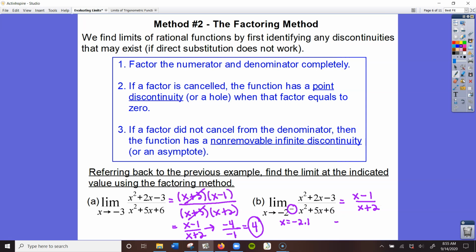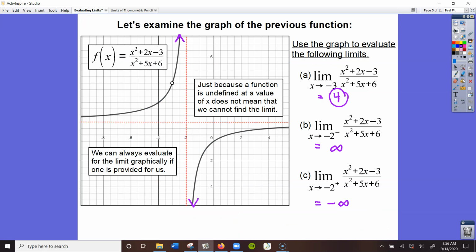If I plug in negative 2.1 into the numerator, I get negative 2.1 minus 1, which is a negative number. And if I plug it into the denominator, I get negative 2.1 plus 2, which is still a negative number. A negative divided by a negative is a positive, and because this is an asymptote, I know that my limit would be infinity. And again, we can verify this by finding the limits using the graph. Here we have the limit as x is approaching negative 3, which was 4, and here we have the limit as x is approaching negative 2 from the left, which is infinity.